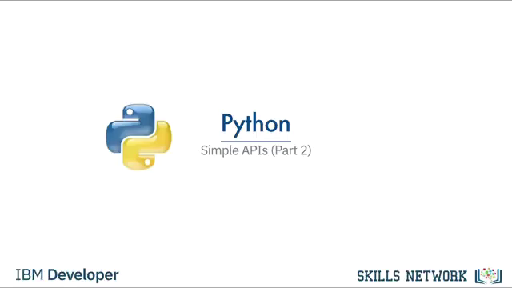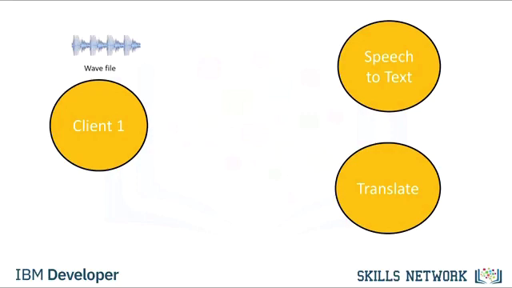In this video, we will discuss application program interfaces that use some kind of artificial intelligence. We will transcribe an audio file using the Watson Text-to-Speech API. We will then translate the text to a new language using the Watson Language Translator API.